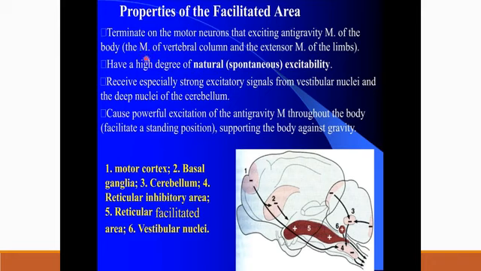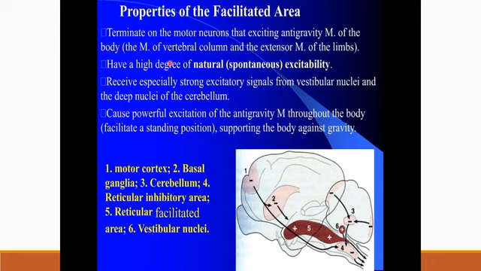And the properties of the facilitated area, that is pontine reticular and vestibular nuclei: they terminate on the motor neurons that excite anti-gravity muscles of the body, like muscles of the vertebral column and extensor muscles of the limbs. They have a higher degree of natural or spontaneous excitability. They receive strong excitatory signals from vestibular nuclei and deep nuclei of the cerebellum. They cause powerful excitation of anti-gravity muscles throughout the body.